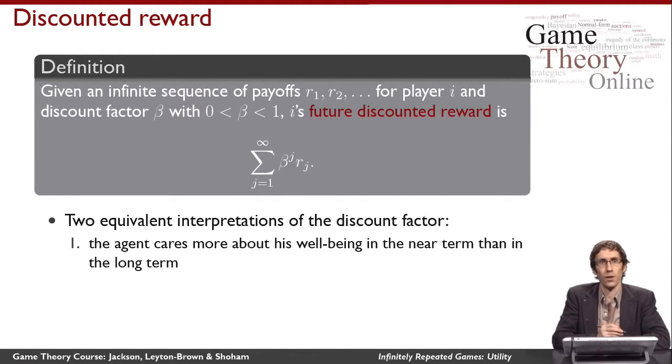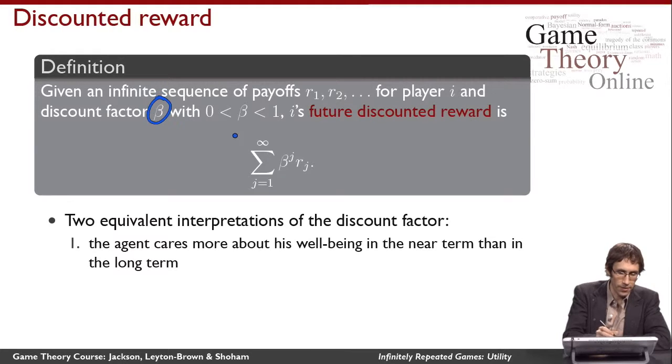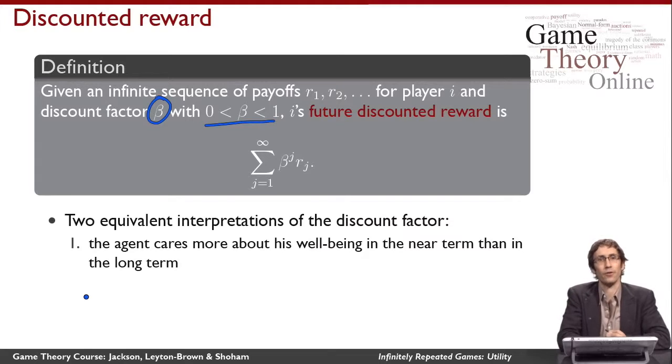And the way that I can model that is by saying my payoffs are multiplied by some discount factor. So my discount factor talks about my value for payoffs at different times. So my discount factor beta is some value strictly between 0 and 1. And you can sort of think of it like an interest rate.